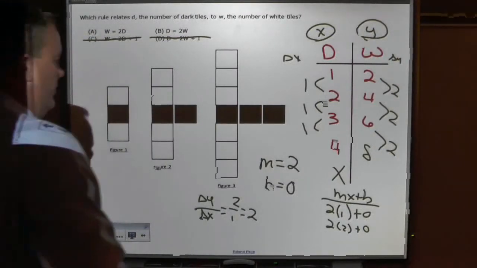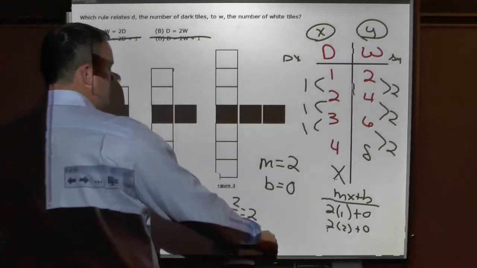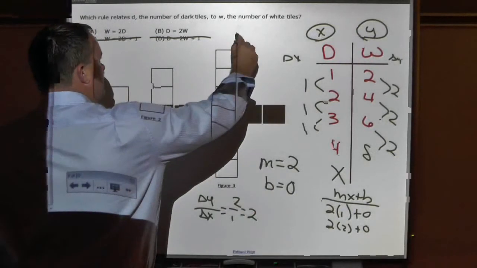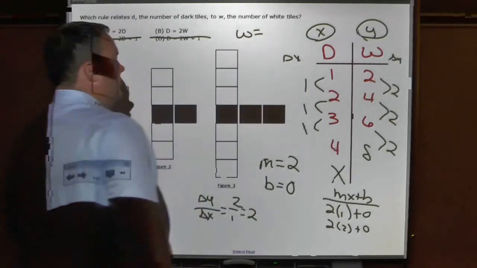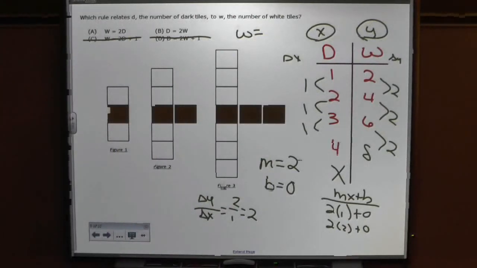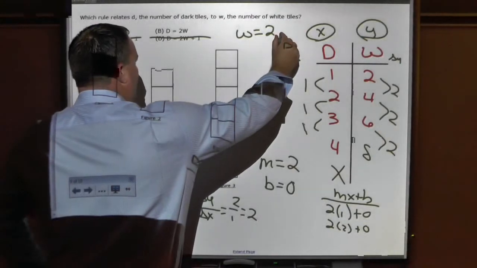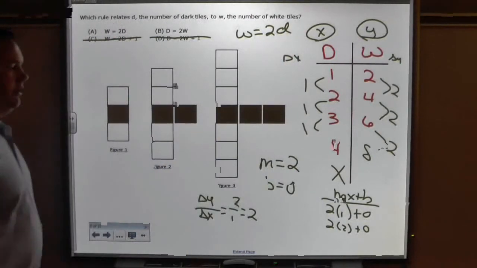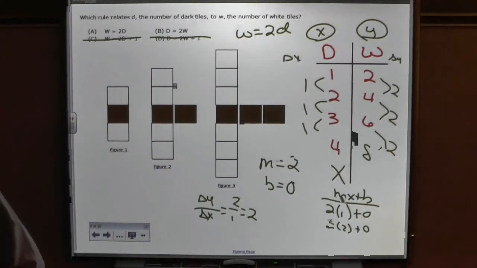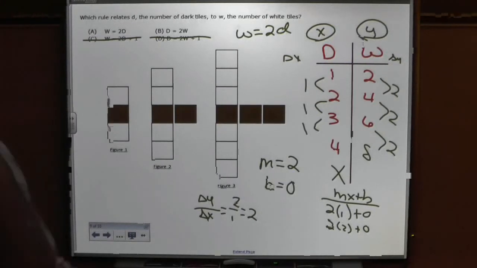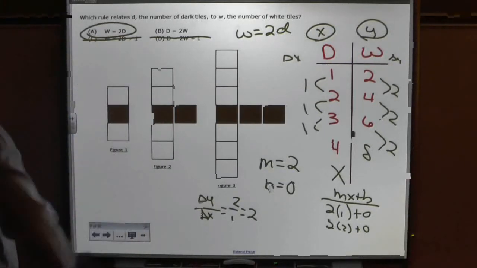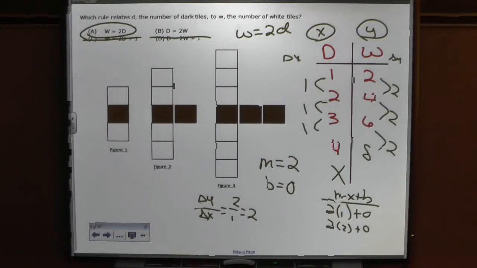So when you're writing this function, the first thing we do is we start with the dependent variable, which is your y. So we write with the w. And then times the rate of change times d. We don't write anything on the end because the constant is 0. So your answer to this problem is A. You have to know the difference between your dependent and independent variable to be able to get this problem. It's very important that you remember that.